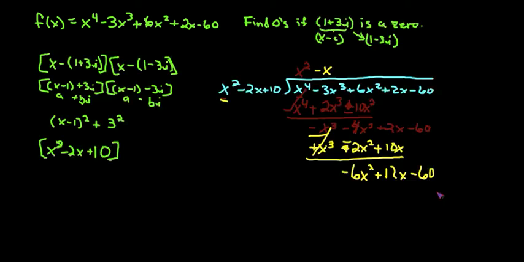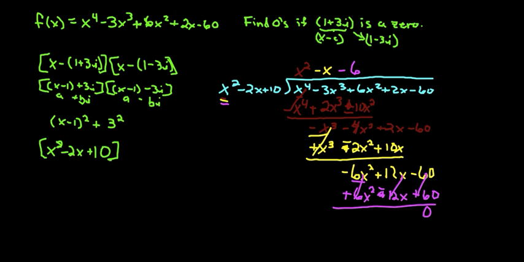So we do it one more time. First term here, first term here. Negative 6x squared divided by x squared is negative 6. Do my 3 distributions. Negative 6 times x squared. Negative 6 times negative 2x. And negative 6 times 10. Draw my line, change my signs. And everything canceled, so I had no remainder, which is nice because then that tells me that x squared minus x minus 6 is another factor.